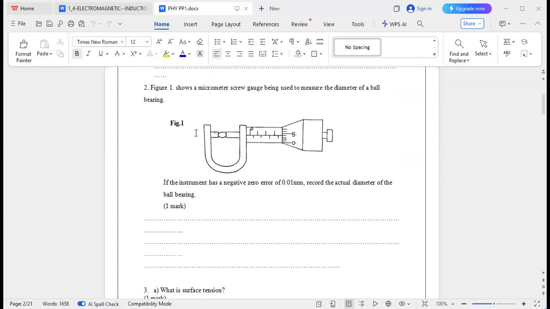Number 2, figure 1 shows a micrometer screw gauge being used to measure the diameter of a ball bearing. Preston, question?